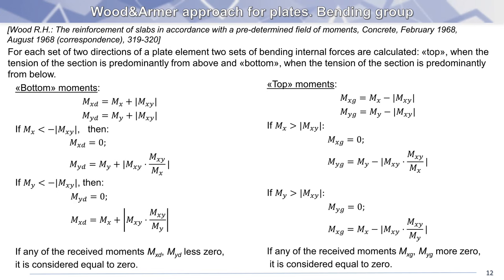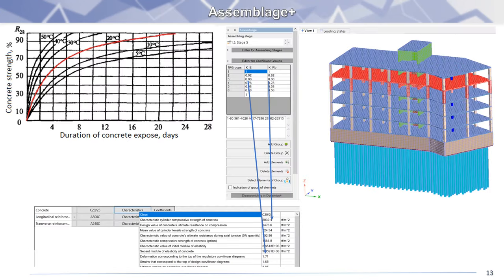Also, Wood's method works much faster than the analytical method, but it can give slightly overestimated reinforcement values in some cases. A few words about the properties of concrete. For assemblage tasks, we have an instrument that considers the fact that concrete design strength is attained during the building creation. We are able to set reduction factors for the strength and tuning modulus of concrete at each stage of erection. As a result, these characteristics will be considered both during the creation of the stiffness matrix of the model, which affects the internal forces and displacements, and during the design calculations.